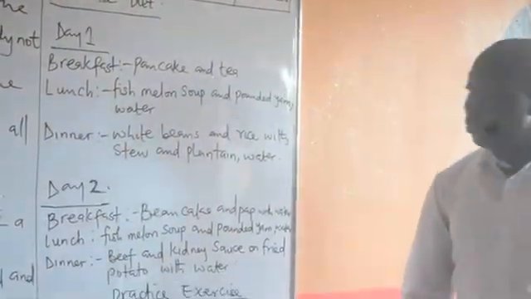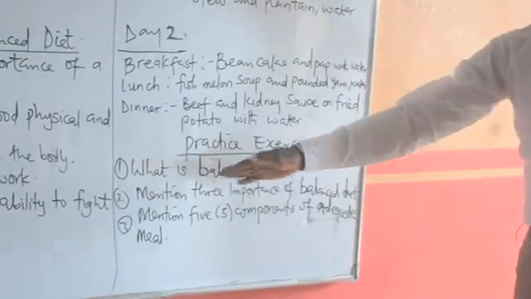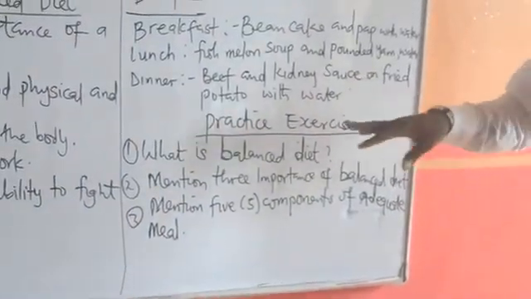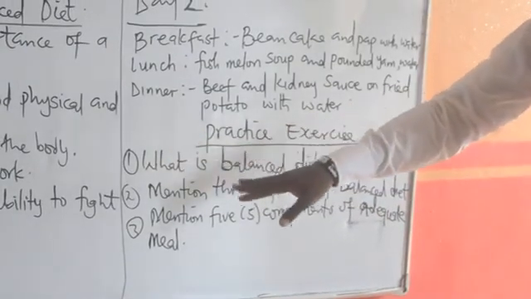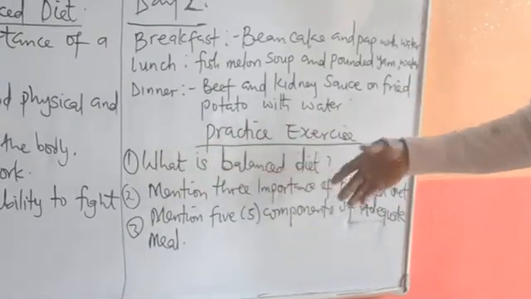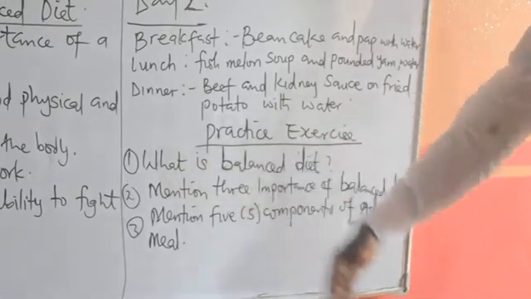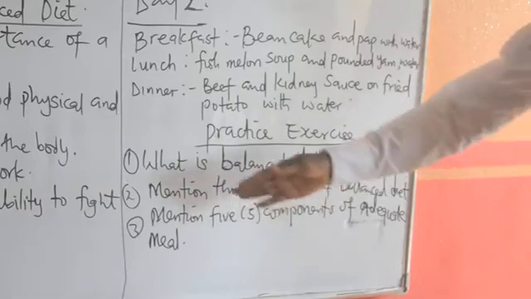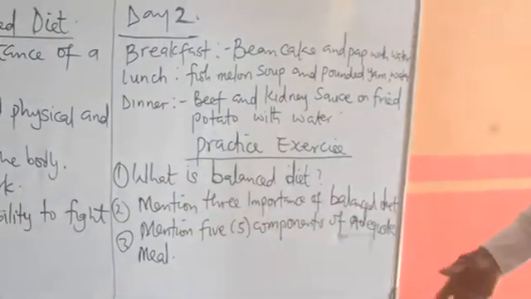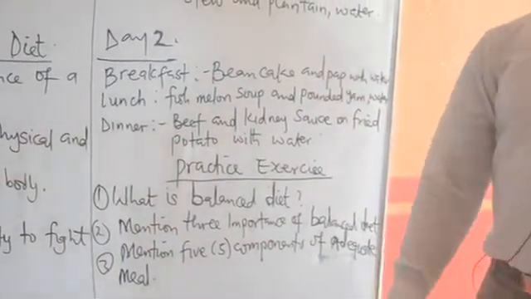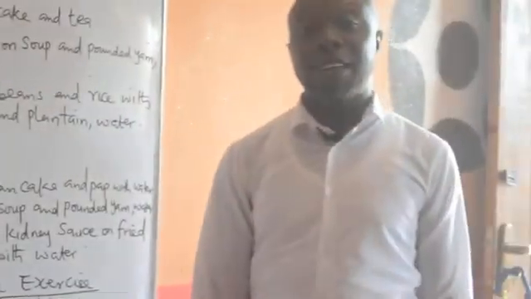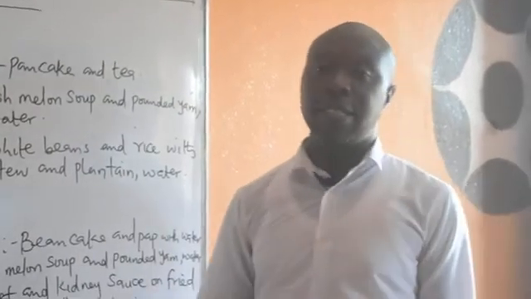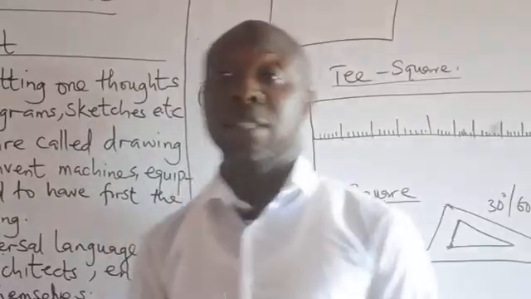Practice example. We have what is balanced diet. You are expected to practice this example on your own. Answer this question on your own. What is balanced diet? Mention 3 importance of balanced diet and mention 5 components of adequate meal. You are expected to practice this exercise on your own.